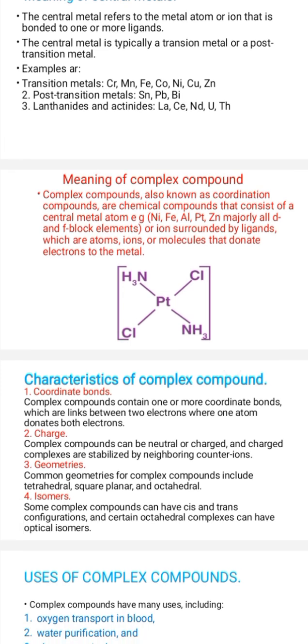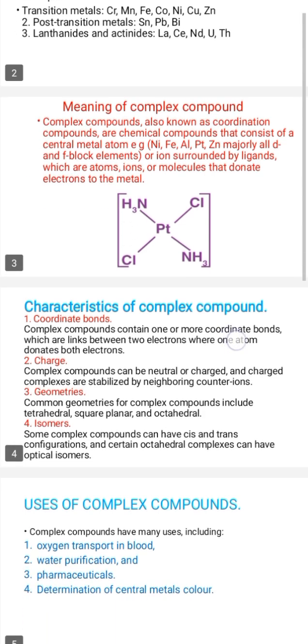Now, the meaning of complex compound. Complex compounds, also known as coordination compounds, are chemical compounds that consist of a central metal atom, e.g., nickel, iron, aluminium, platinum, zinc, majorly all the D and F block elements, or ions surrounded by ligands, which are atoms, ions or molecules that donate electrons to the metal.